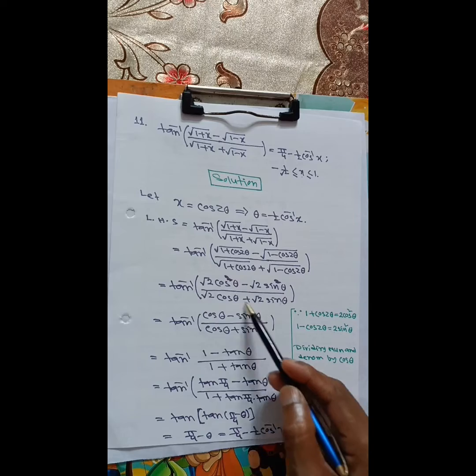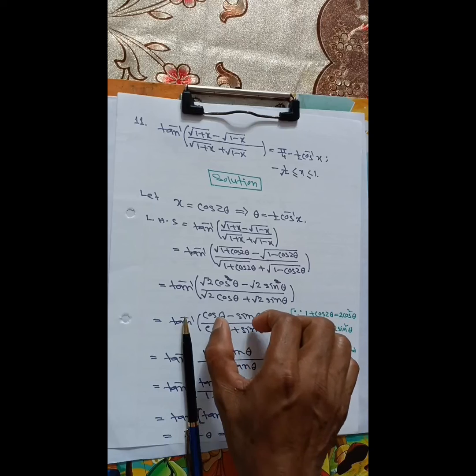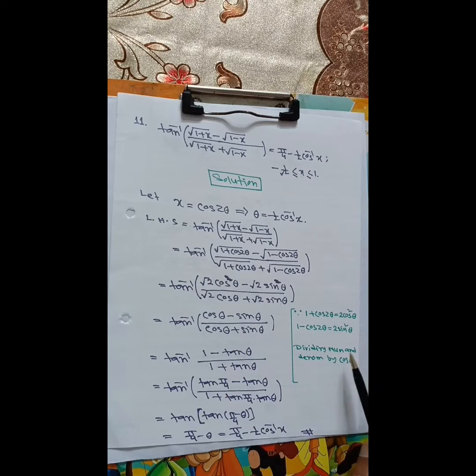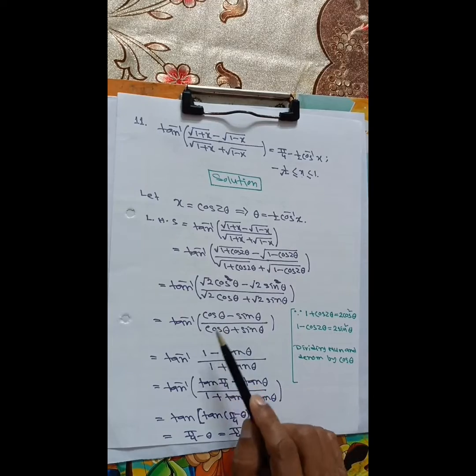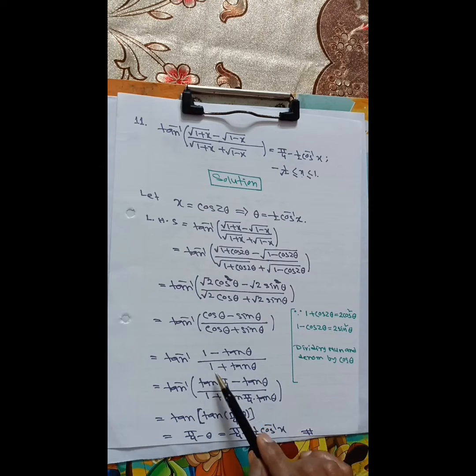What will we do in this step? We have to aim to make it in tan form. For this, we will divide numerator and denominator by cos theta. Then it becomes tan inverse of (1 minus tan theta) divided by (1 plus tan theta). Okay, in place of 1 we can write tan pi by 4. So tan inverse of (tan pi by 4 minus tan theta) divided by (1 plus tan pi by 4 into tan theta). What will this give? This is a formula.